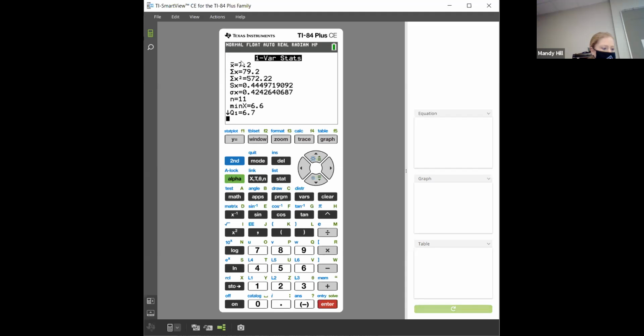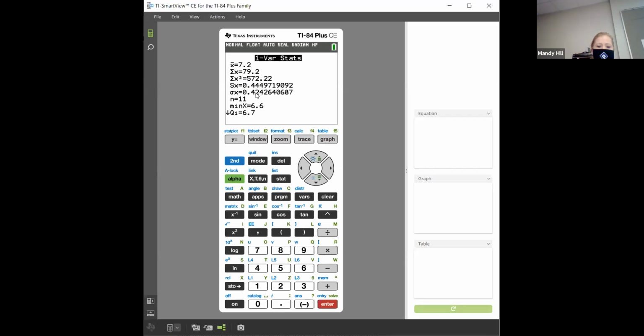Okay, remember x bar is the mean. This is the sum of all the terms added up. This is the sum squared. Okay, look at this number right here, Sx. There's our standard deviation that we found, that whole calculation that took us forever and a decade to do. It's just here, 0.44.